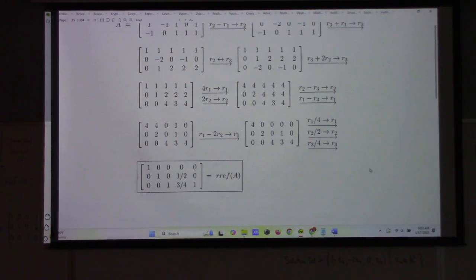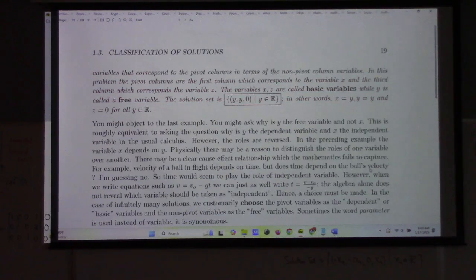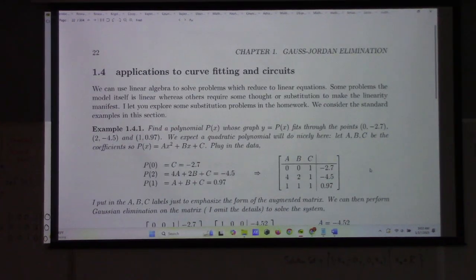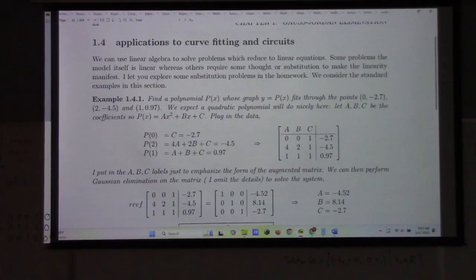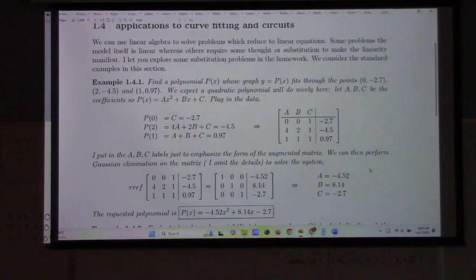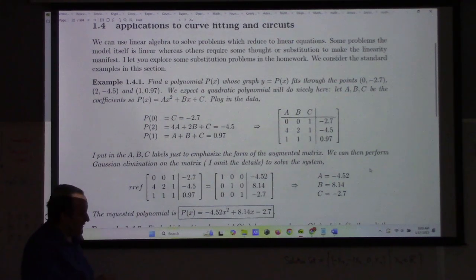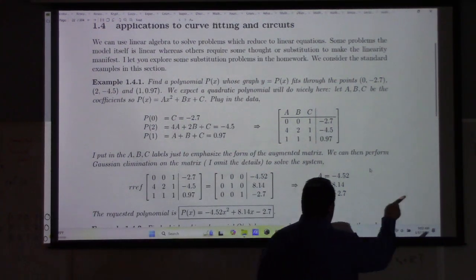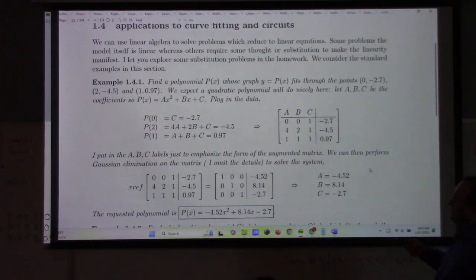All right, so let me move on here. So the next section is on solution sets and so forth. Here's an example. You've got some homework like this. Let me just point you to this example. We'll finish with this for today. But I did an example like that. What if we're looking for a quadratic polynomial ax squared plus bx plus c, that fits the points (0, -2.7), (2, -4.5), and (1, 0.97)? So the way to find this quadratic is you plug in these points into the equation.